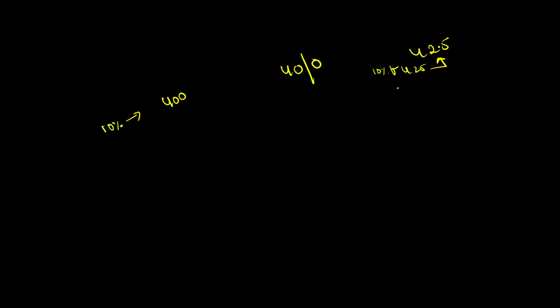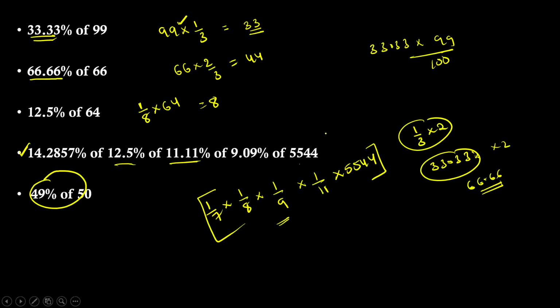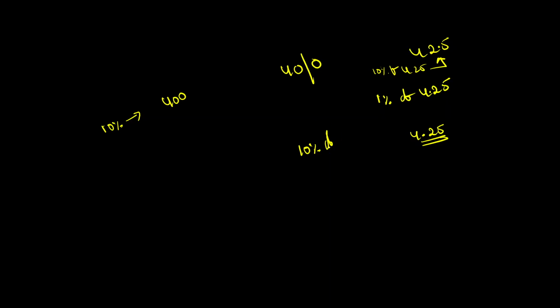And if someone asks you to calculate 1% of 425, you need to put a decimal after two digits from the right end. That's 4.25. Clear? And when 10% of a number is calculated, let's say 10% of 400, that's 40.